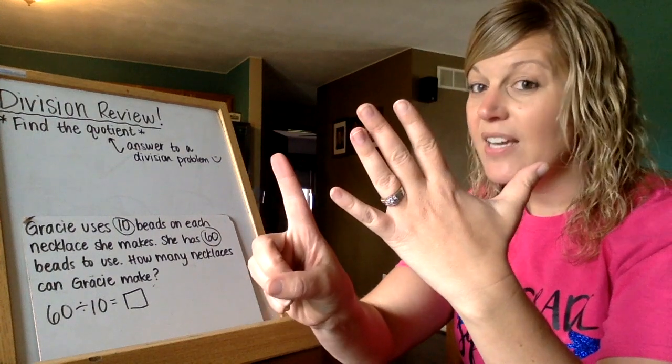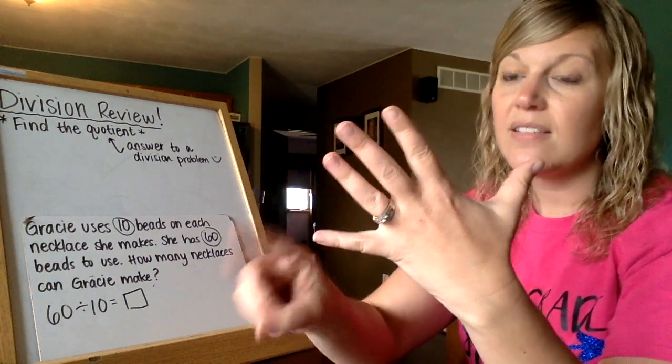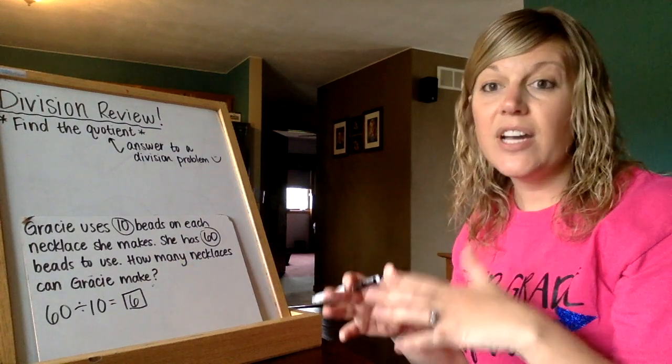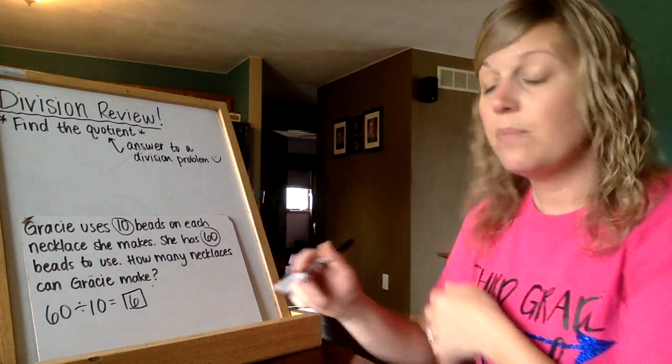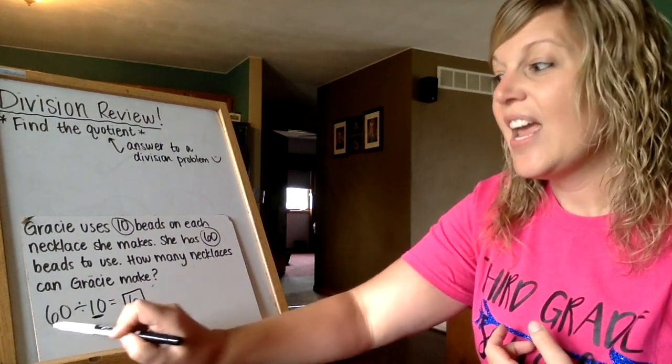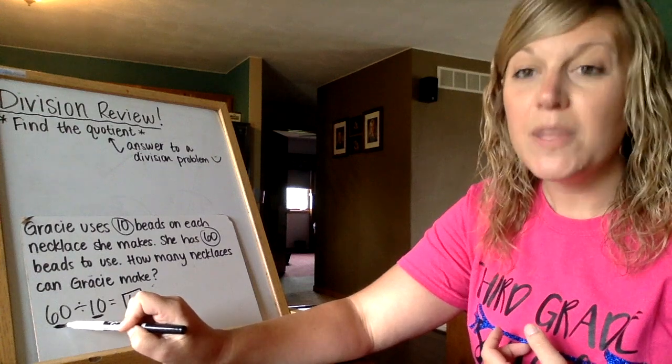How many times did I count by tens? 6. So that is my quotient. 60 divided by 10 is 6. I skip counted by the small number and stopped at the big number.